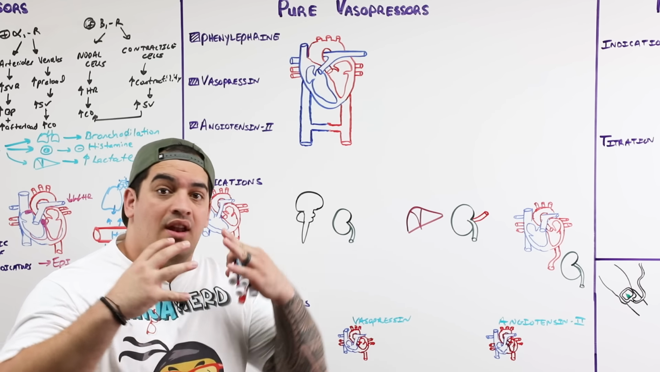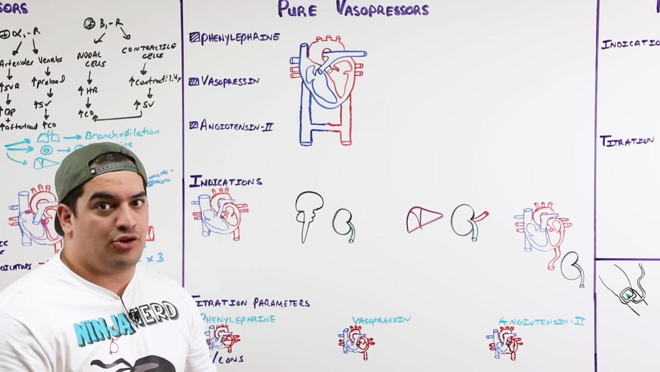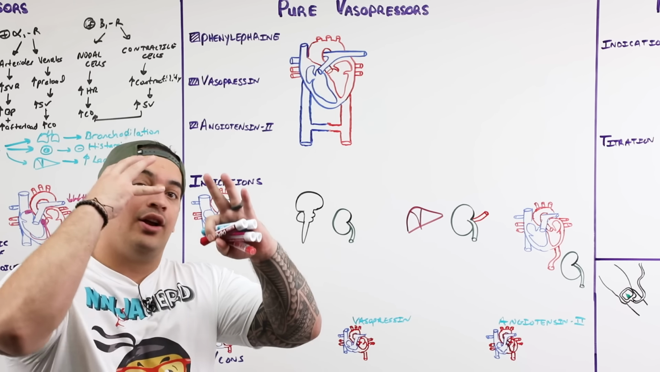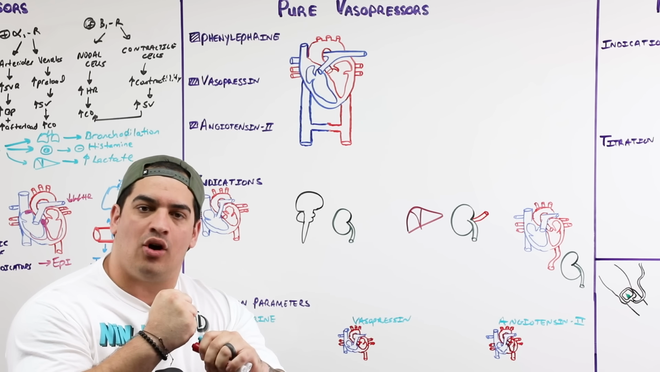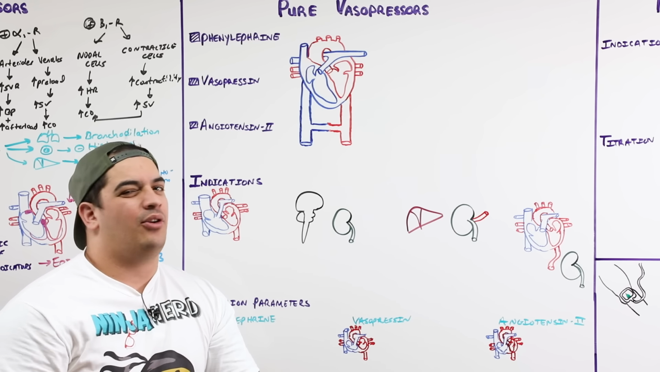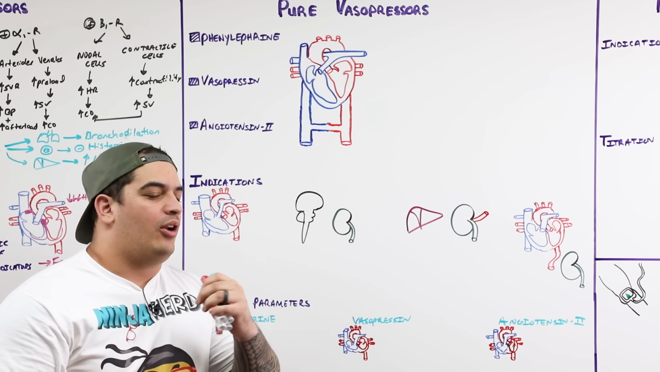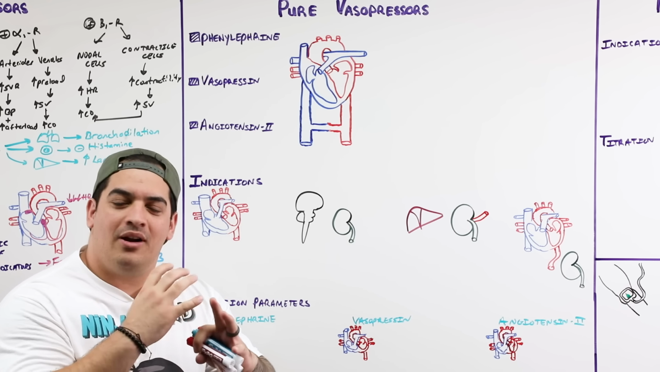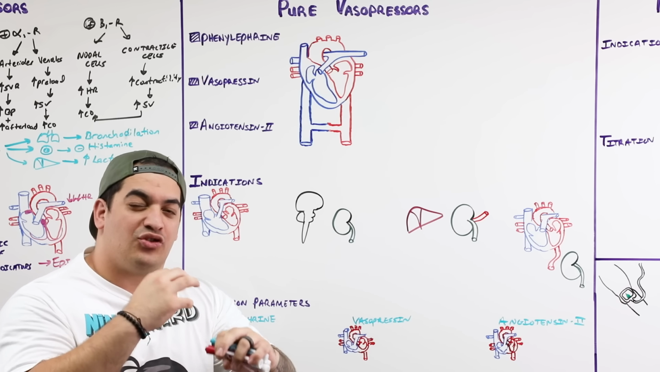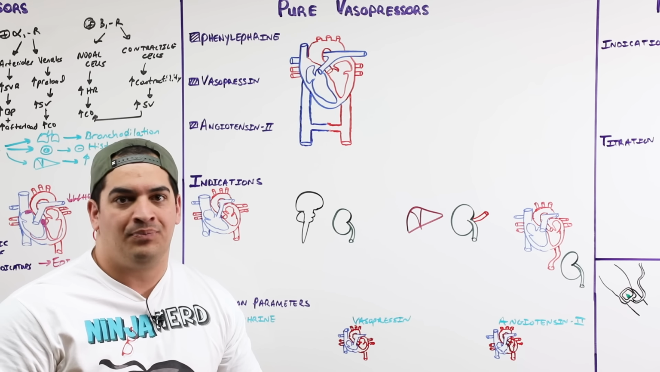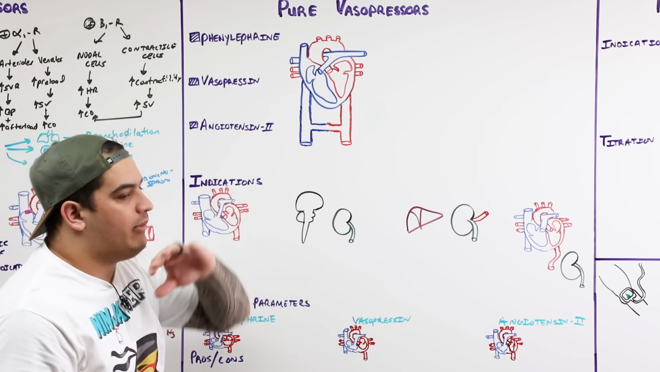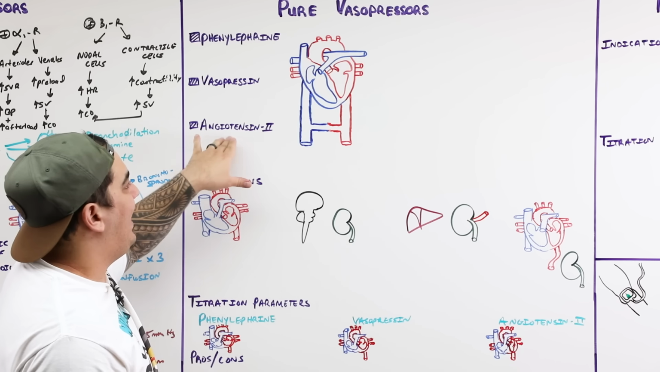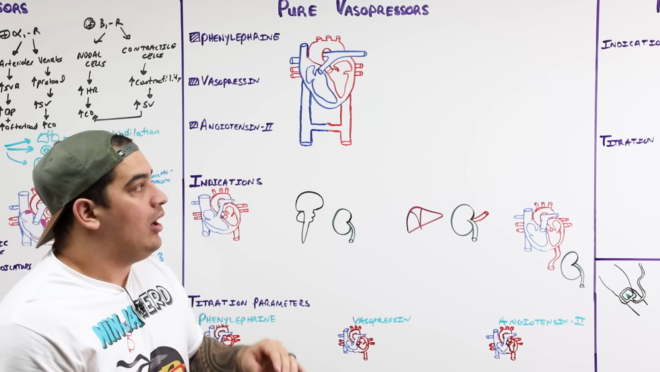All right, engineers, so now we're on the next category called pure vasopressors. When I say pure vasopressors, their primary function is clamping down, squeezing on those peripheral vessels. They don't really provide much inotropic activity, and they don't really affect the heart rate too much directly. Their primary mechanism is by clamping down on those blood vessels. The three drugs I want you to remember within this category are phenylephrine, vasopressin, and angiotensin-II.